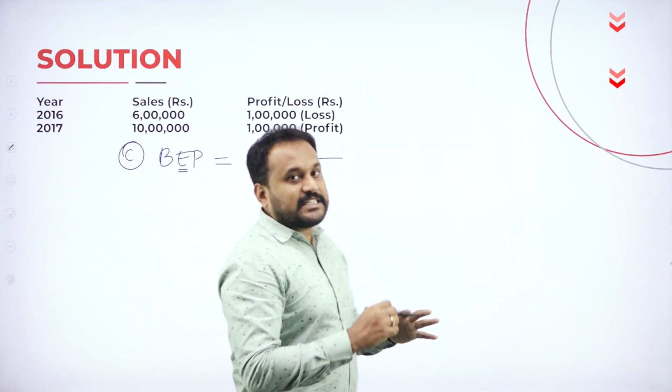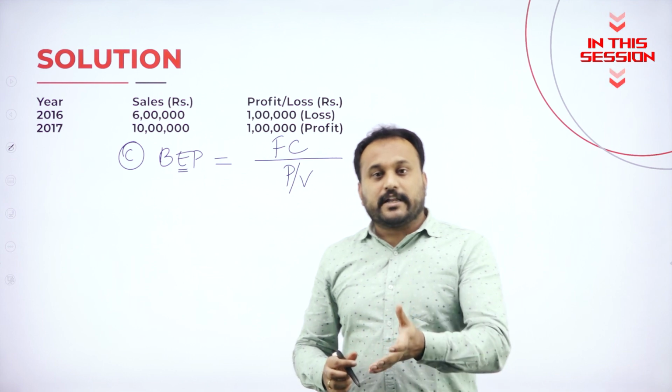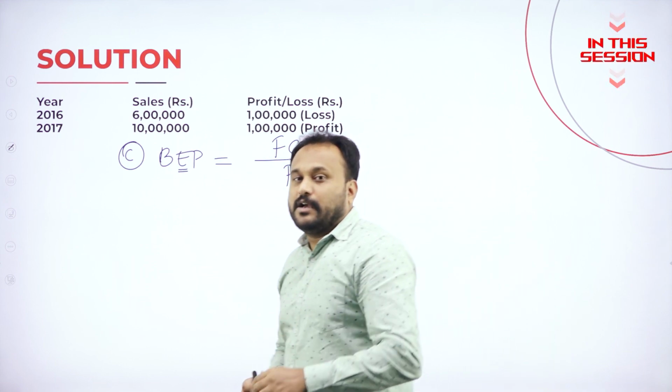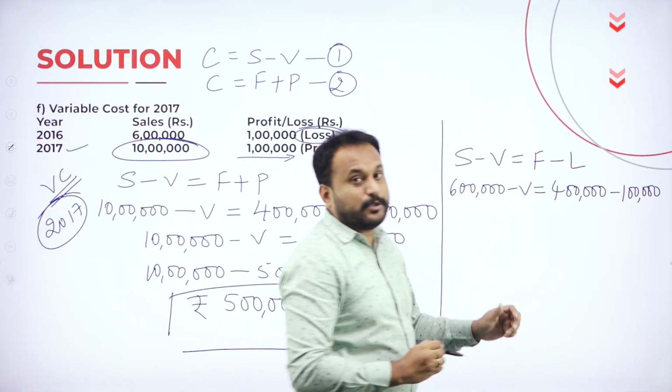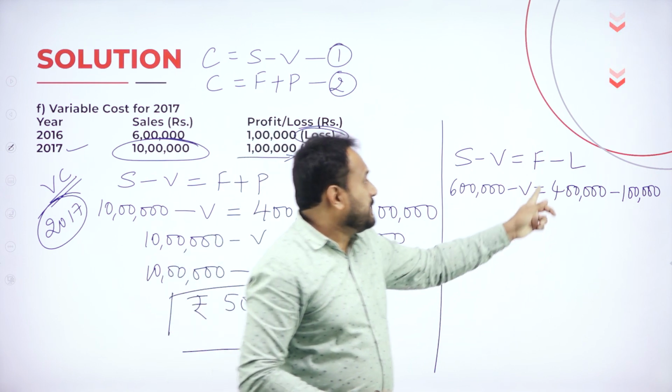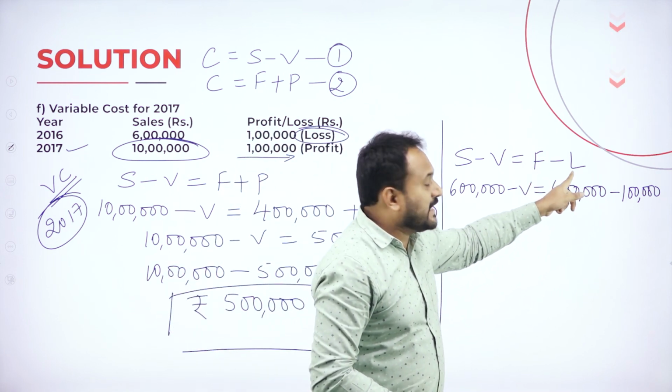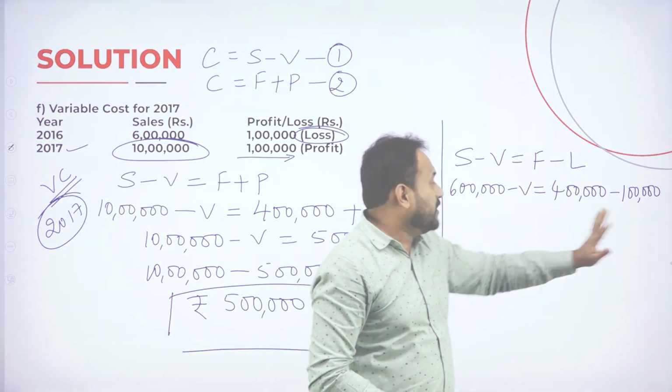Whenever 2 years' sales and 2 years' profit is given, they will not give us the fixed cost, but we know what we should do. Now you're not supposed to put minus of minus, because minus loss means this is the loss they're asking us. So that's why it is only minus loss.